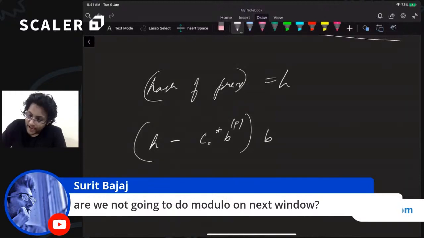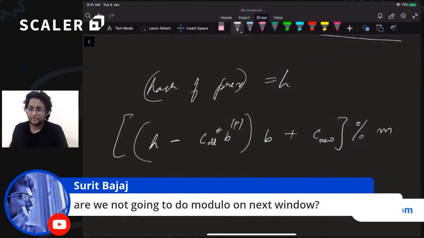Then we will add the new character. Let's call this new character O. We'll add the new character, and then we will once again take the mod with the same value m. Length minus 1. Yes, my bad. Length minus 1. Thank you for that, Rajiv.